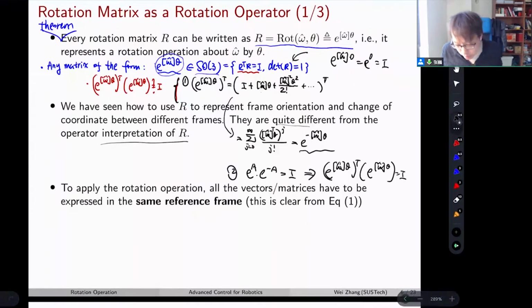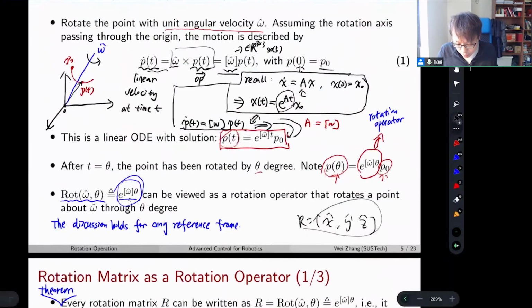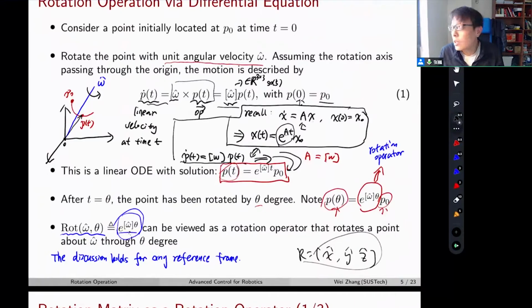To apply a rotation operation, all the vectors and the matrices have to be expressed in the same reference frame. This is quite clear from this equation. Basically, this equation can be thought of as a coordinate-free way of thinking about physics. It doesn't matter which coordinate you choose. We can choose different coordinates to express this physics, but the bottom line is that you cannot use A here and B there. You cannot do this. As long as you use the same coordinate system, everything should be okay.